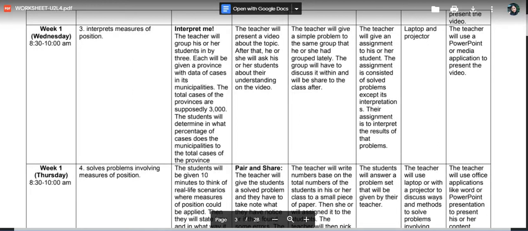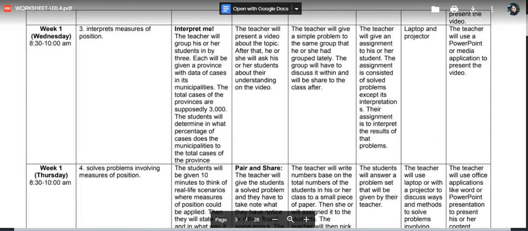And for the discussion, for better understanding of the topic, the teacher will present a video about the topic. After that, he or she will ask his or her students about their understanding of the video. Then for the practice, the teacher will give a sample problem to the same groups that he or she had grouped lately. The group will have to discuss it within and share it to the class after.